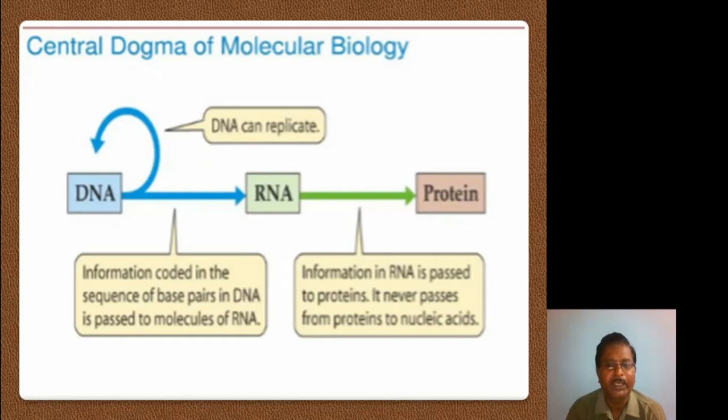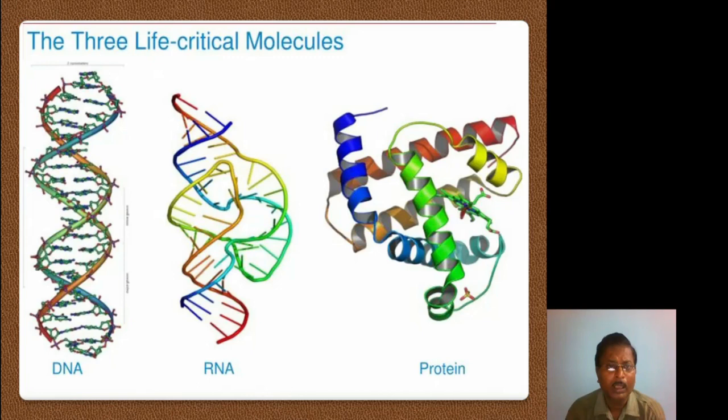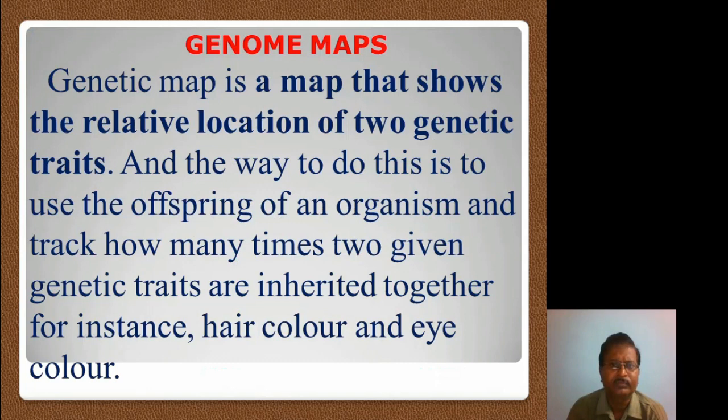It never passes from proteins to nucleic acids. That is, protein to nucleic acids coming back is not possible. Only the forward direction from RNA to protein is possible. So all these three critical molecules, DNA, RNA and protein, are involved in the central dogma of any form of living system. We are going to see about genome maps with this central dogma background.